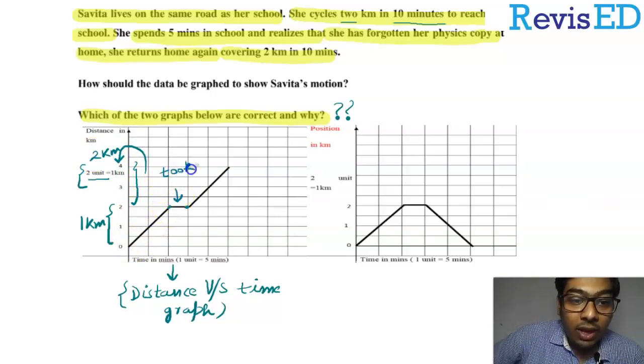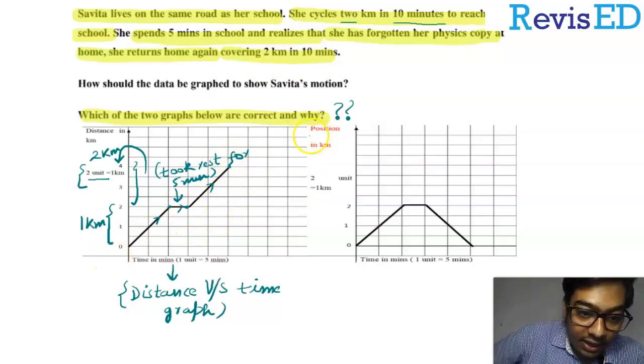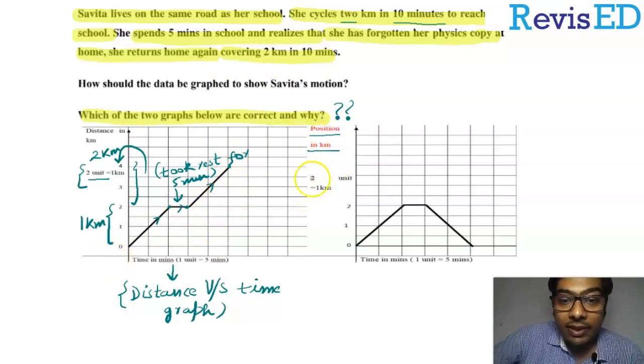Then in between she took a rest, spending 5 minutes thinking that she had forgotten her copy. Then again she started moving towards her home. So this is the distance. Again she covered a distance equal to 2 kilometers in an equal time interval, that is again 10 minutes. 2 units is equal to 10 minutes.